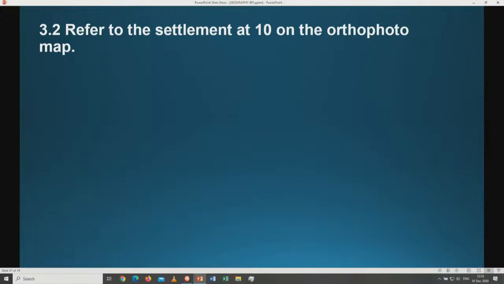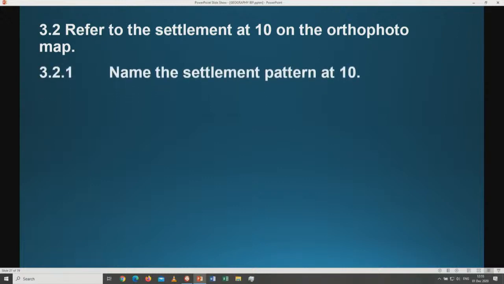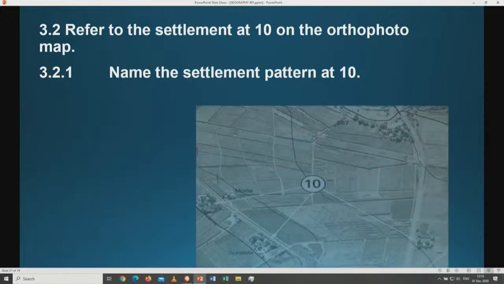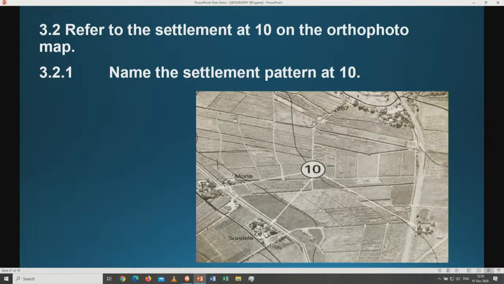Refer to the settlement at 10 on the orthophoto map. There is the settlement. Now this question, grade 12. You remember what I said I would do? I said I would start with climatology, and I'm done with the climatology questions there. They are not limited to that. But what I was trying to show you is that these questions are asking you what you already know. These questions are asking you what you've been doing.